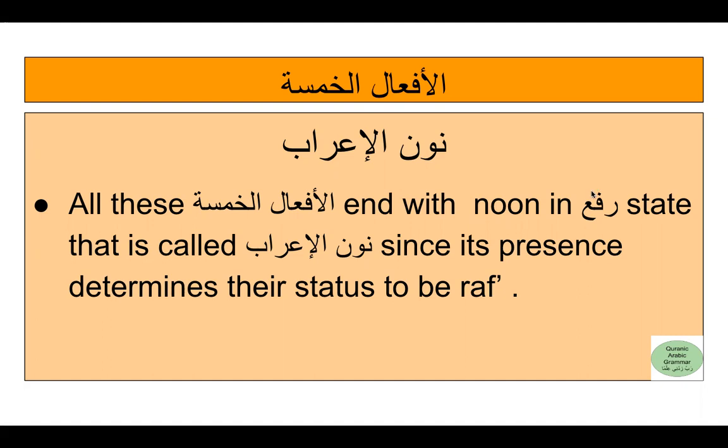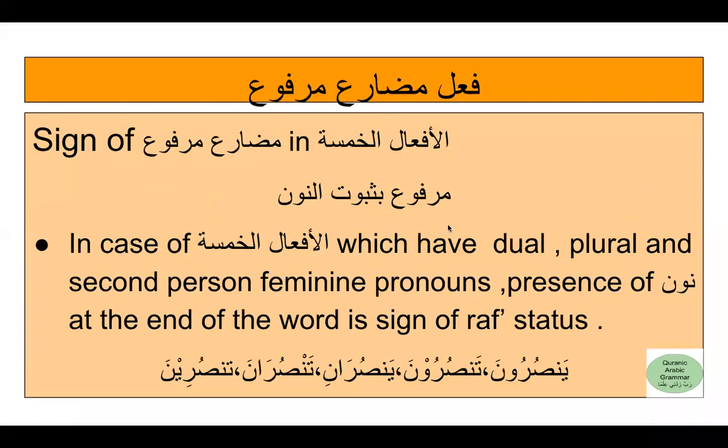Just as rafa is the default status in ism, the same is true for fi'l. So when there is presence of noon, as you can see in yansuruna, tansuruna, yansurani, tansurani, tansurina, you are going to call your fi'l mudari marfu bithubutin noon لأنه من الأفعال الخمسة, because it is from al-af'al al-khamsa. That is why, because the noon is thabit, I am going to call all these 5 af'al, yansuruna, tansuruna, yansurani, tansurani, marfu.